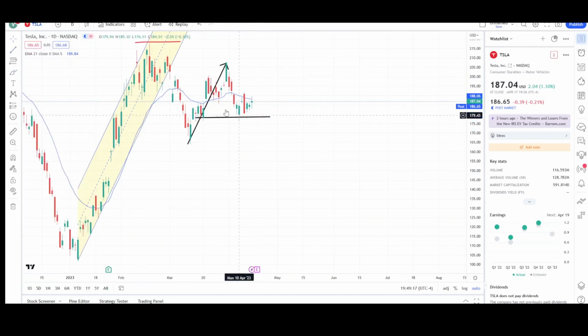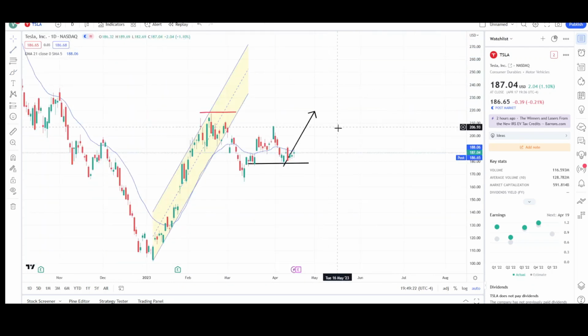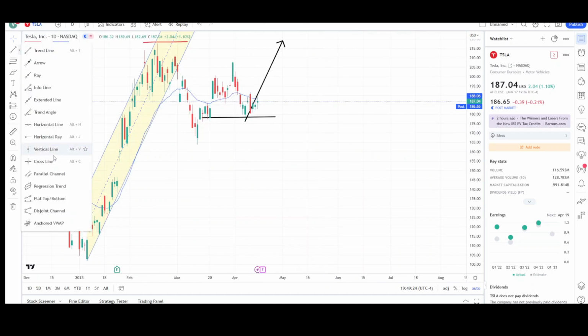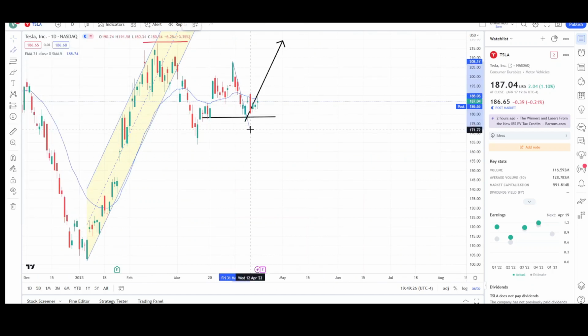So this could be the bottom for the next attempt higher, but it's not guaranteed either, because we did have this small little channel in play right here. So there's a lot of indecision right now. I'm not sure if this is going to be the bottom for the second attempt higher for the bulls, or the bears are still in the formation of a new move down, maybe something like this.